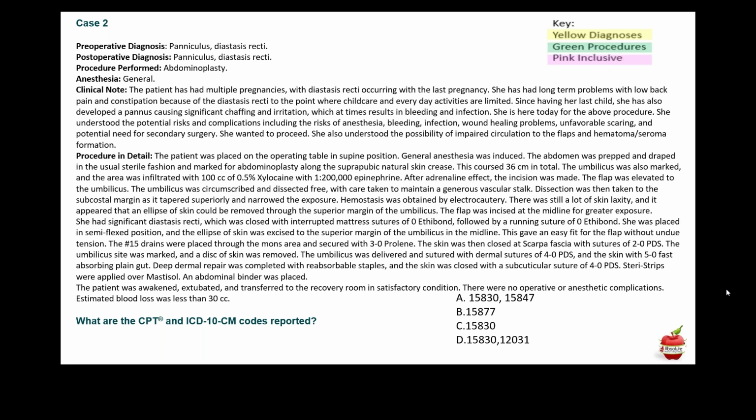The patient was awakened, extubated, and transferred to the recovery room in satisfactory condition. There were no operative or anesthetic complications. Estimated blood loss was less than 30 cc. Coders, you have some minutes to answer this question. Your time starts now.